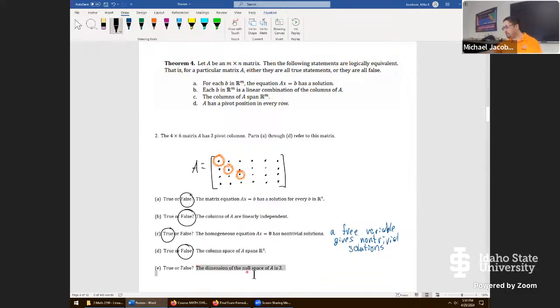And then finally, the dimension of the null space of A is 3. What would you all say to that? Some say it looks good. Do folks agree? Awesome, I agree as well. The dimension of the null space, let's put down a comment, is equal to the number of free variables.